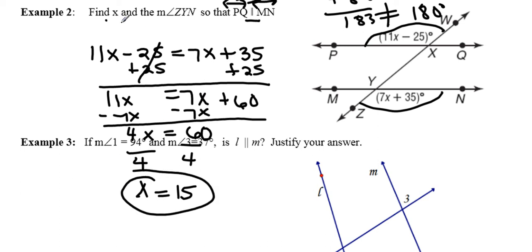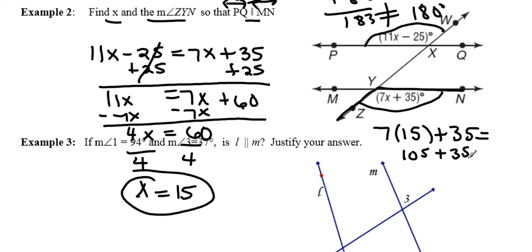Now I found the value of x, but the question was two-part. It said find x and then the measure of angle ZYN. Well, ZYN is over here, and it says 7x plus 35. So in order to find ZYN, I'm going to plug my 15 into 7x plus 35. And I'm going to get 7 times 15 is 105 plus 35, which gives me 140. So 140 is the measure of angle ZYN.